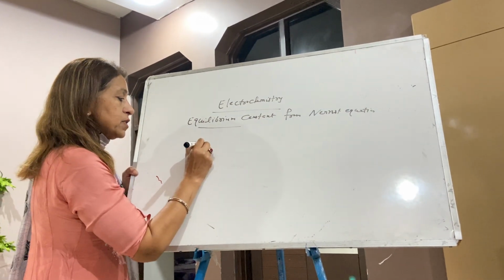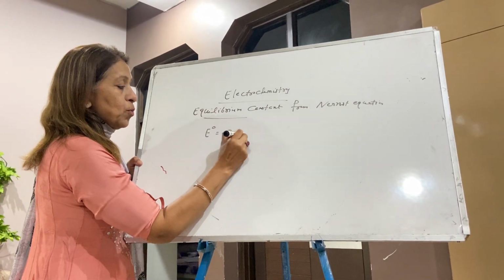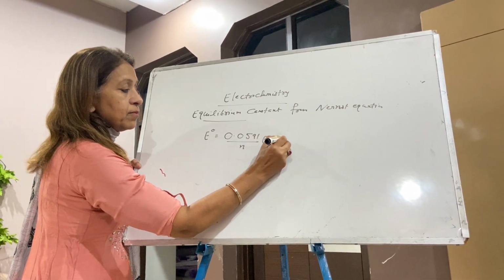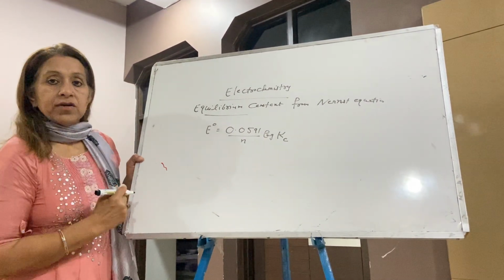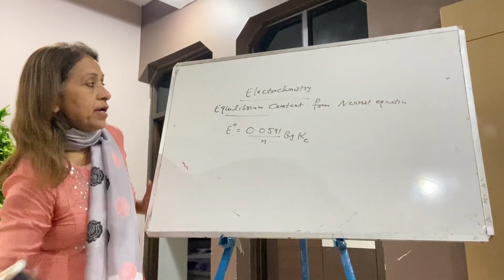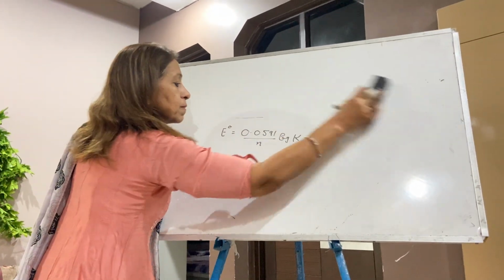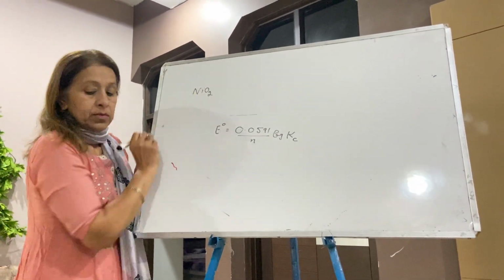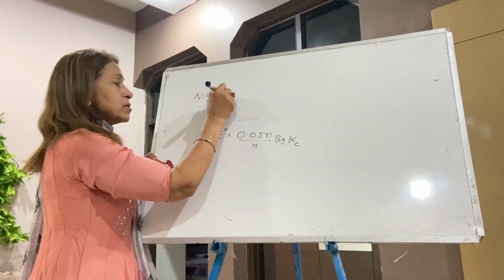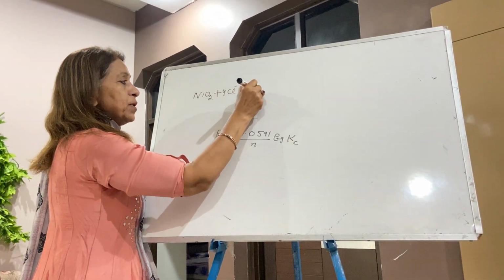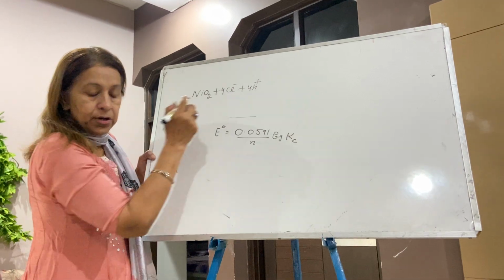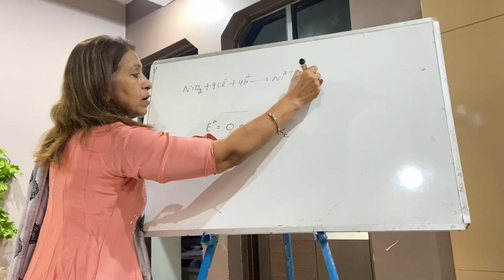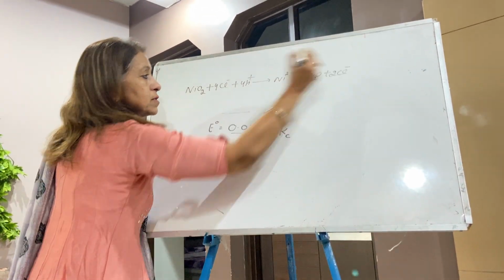The formula was E naught is equal to 0.0591 by n log Kc. Alright, then the first question. The first question is nickel dioxide NiO2 plus 4Cl minus plus 4H plus arrow nickel 2 plus plus 2 water plus 2Cl minus.